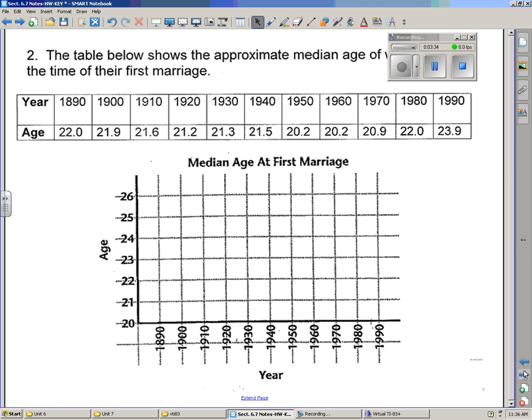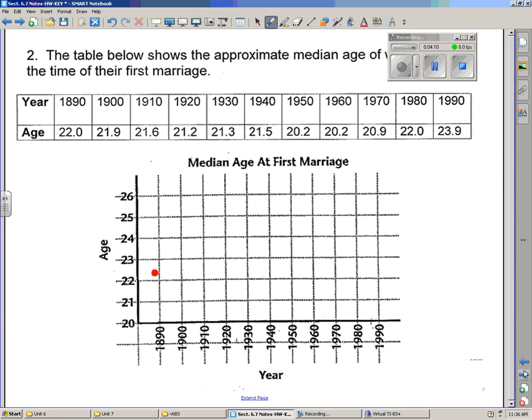If you now were to go to plot this one, this talks about the median age of women at the time of their first marriage, and it's already labeled for you. It has a title, it has your x-axis labeled, has your y-axis labeled. So all you need to do is basically just plot some points. In 1890, the age was 22. In 1900, it was 21.9, which is down there a little bit. 1910 was 21.6.